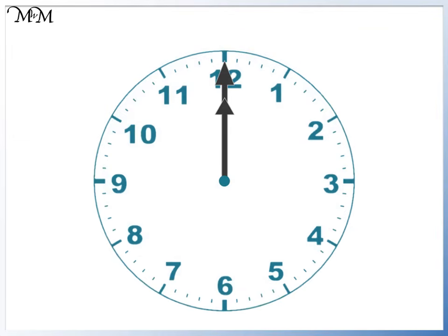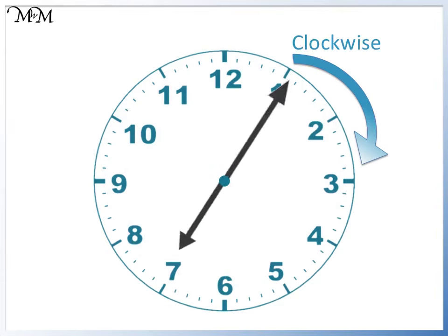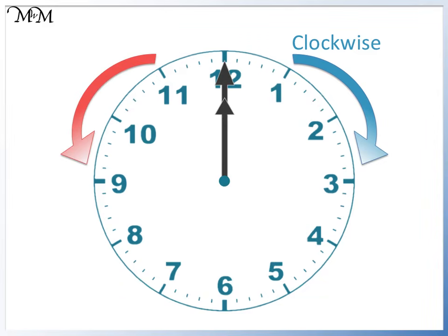Here we have an analog clock. The direction that the hands turn around the clock is called clockwise. The opposite direction is called anti-clockwise. This can also be called counterclockwise.